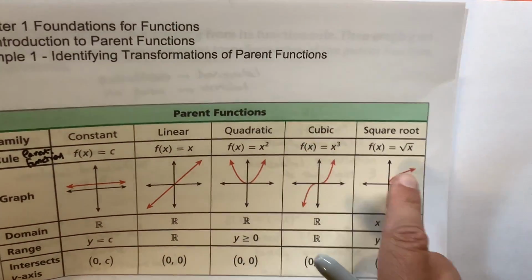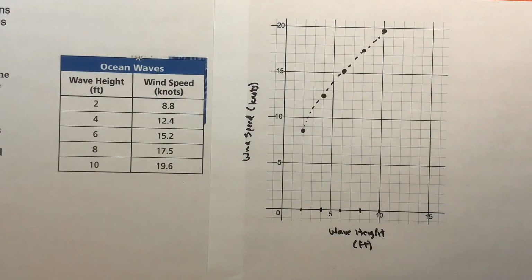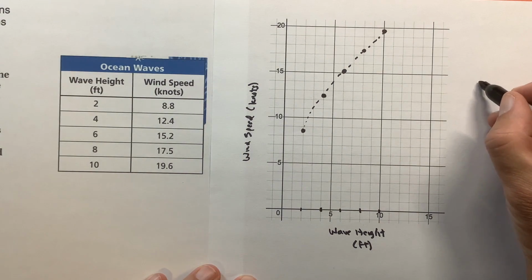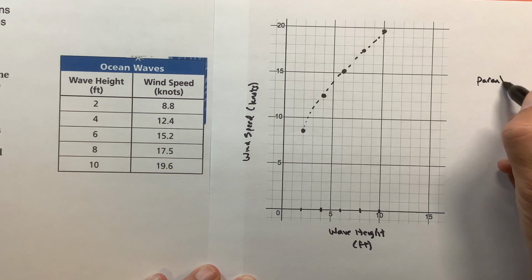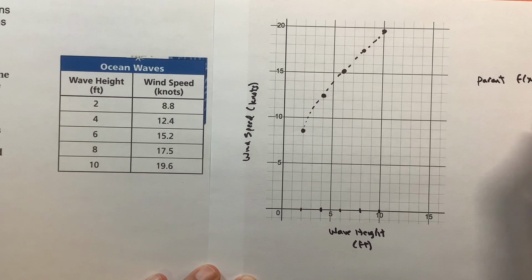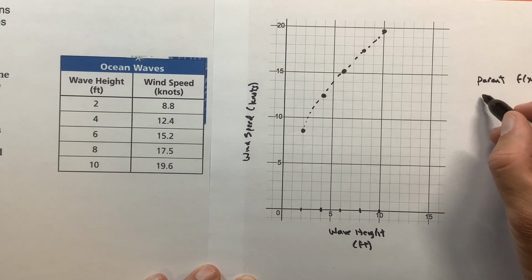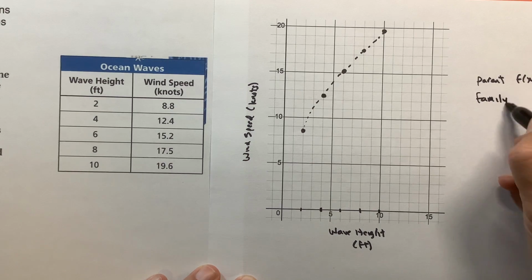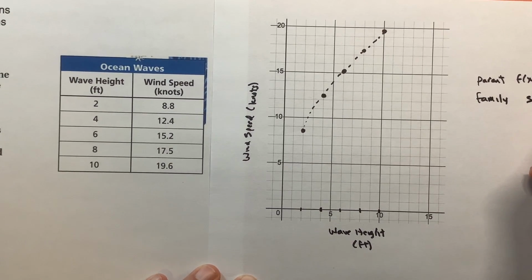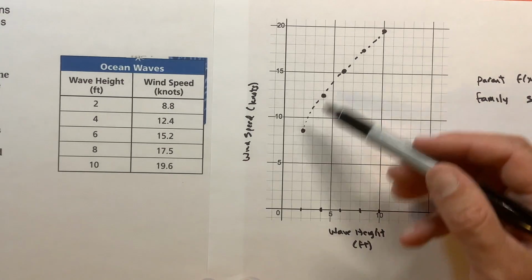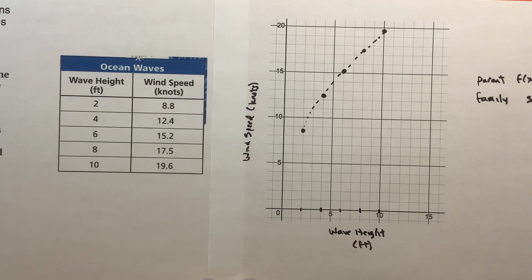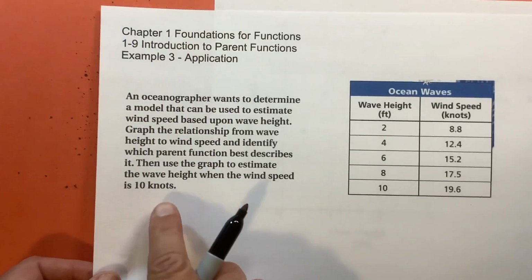But it does seem like it matches up with the square root function. So I'm going to make the call and say we think that the parent function is f of x equals square root of x, and that the family is the square root family, which is actually a subdivision of the radical family, but don't worry about that yet. And I'm guessing that we would probably need to collect more data to see, which is something that's going to come up in science.